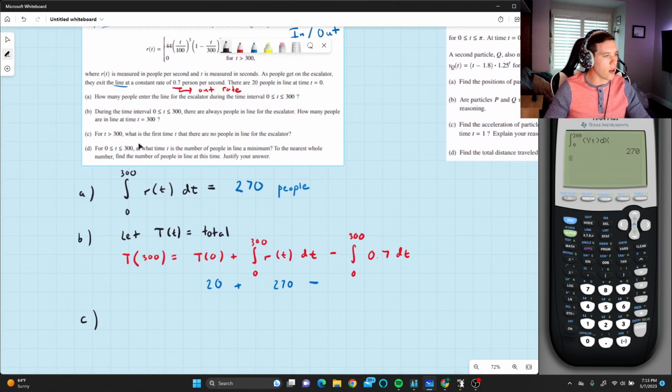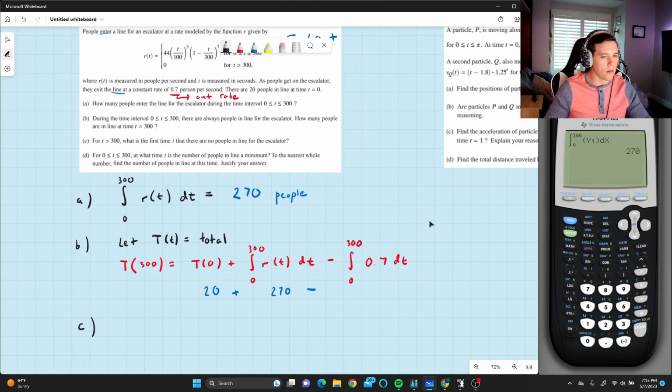For t greater than 300, what is the first time that there are no people in line for the escalator? All right, so let's do this. I actually do need the previous part because this is a cool problem. And I bet they're going to do something like this somewhere because I haven't seen it since this escalator problem. And it's a good problem, and a good thing to go back and talk about. So actually, let's go back and let's accumulate and actually get the answer to the previous part.